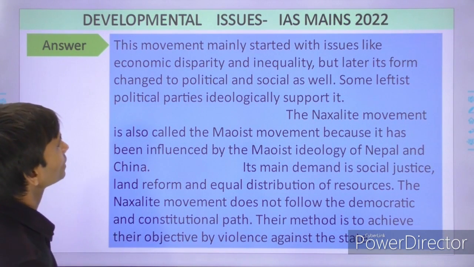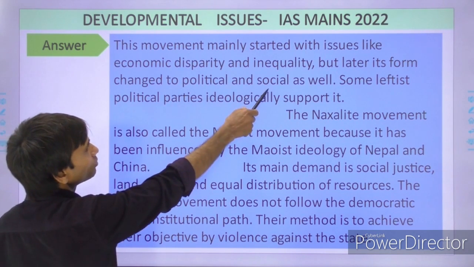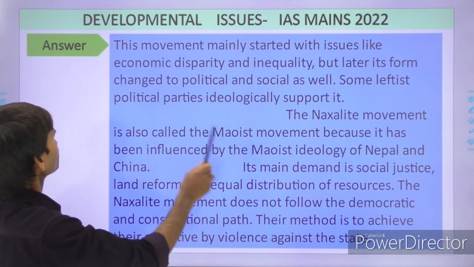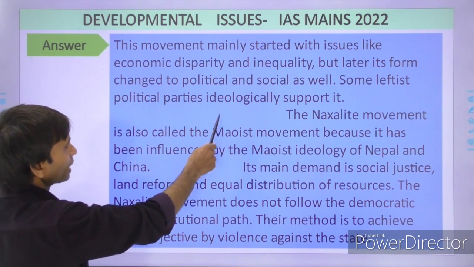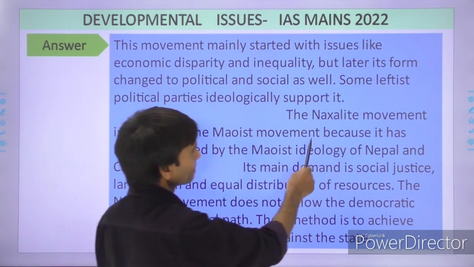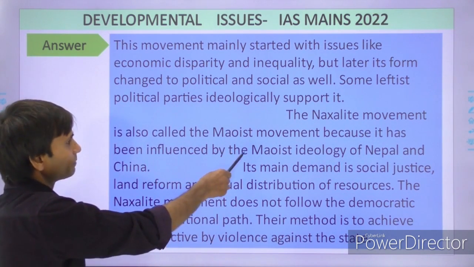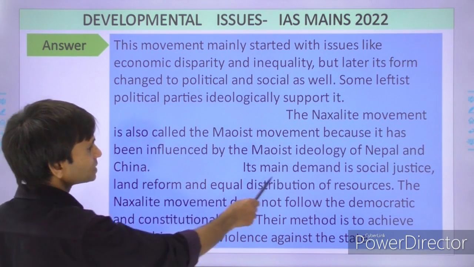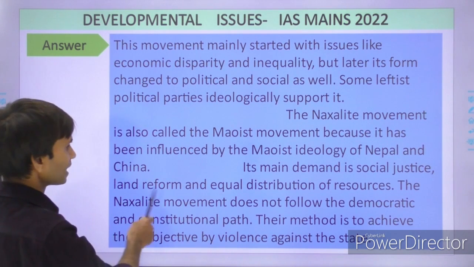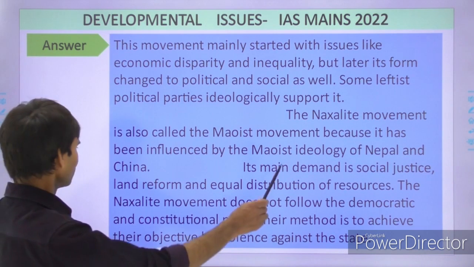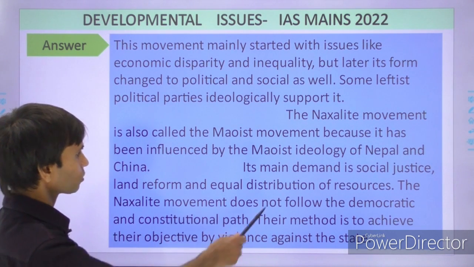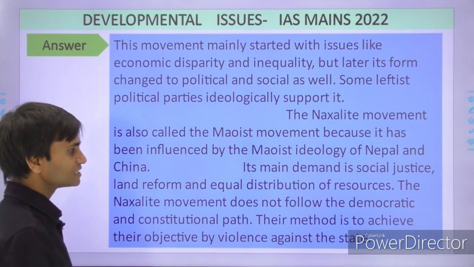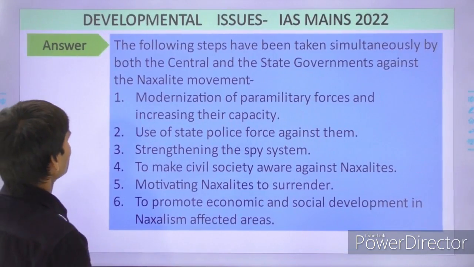This movement mainly started with issues like economic disparity and inequality, but later its form changed to political and social as well. Some leftist political parties ideologically support it. Again, paragraph change. The Naxalite movement is also called the Maoist movement because it has been influenced by the Maoist ideology of Nepal and China. Its main demand is social justice, land reforms and equal distribution of resources. The Naxalite movement does not follow the democratic and constitutional path. Their method is to achieve their objective by violence against the state. And the answer continues on the next page.